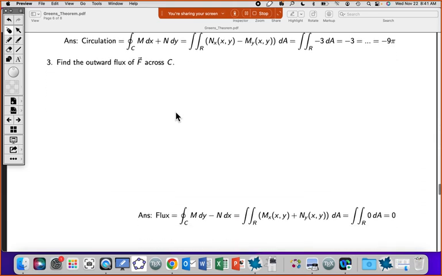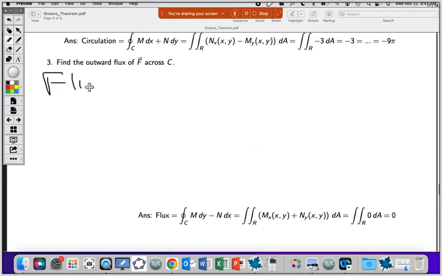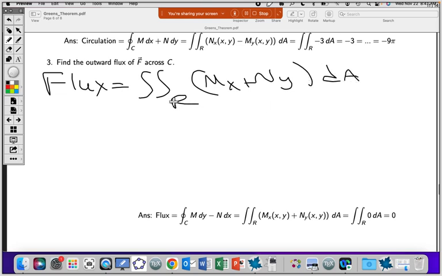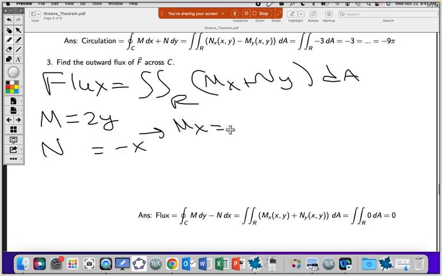Find the outward flux of F across C. So once again, we can do that. Remember, flux is the double integral over R of M_x plus N_y dA. But in this particular case, my M is 2y and my N is -x. So the M_x and the N_y are both what? 0, which means this completely what? Zeroes out. Okay.